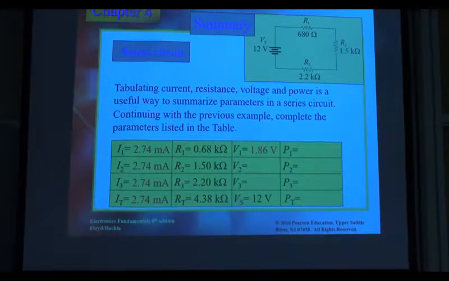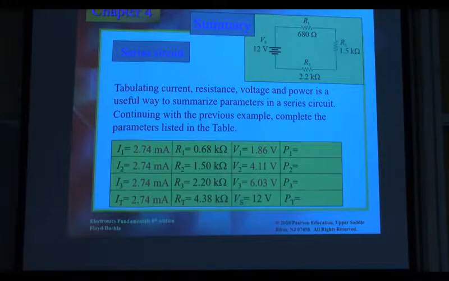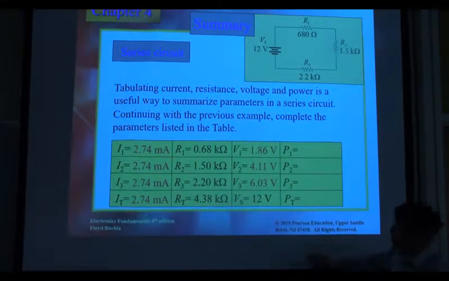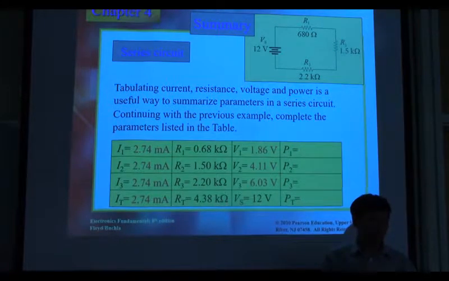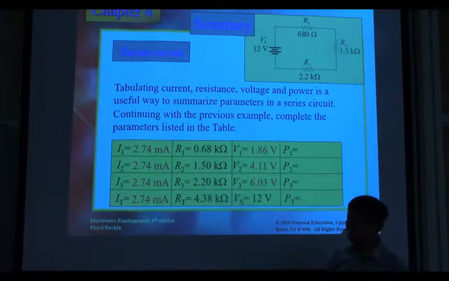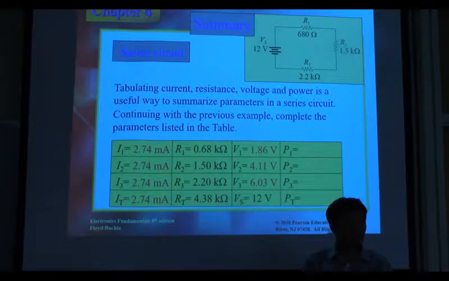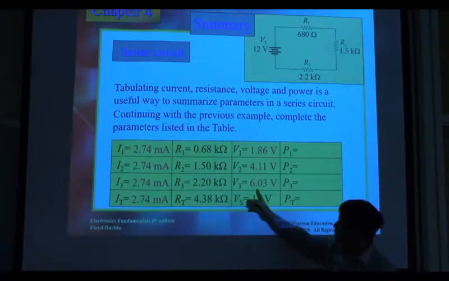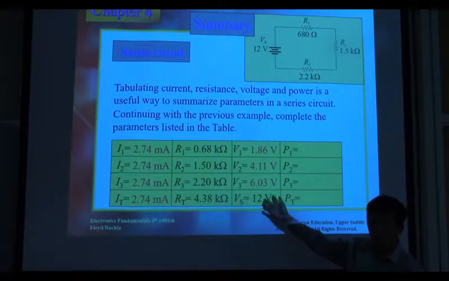1.86. We are good, right? 4.11 and 6.03. Let's comment on this column here. Any conclusion do you have? What is the relationship between the three red numbers and the black total number? They add up together to equal this total, right?